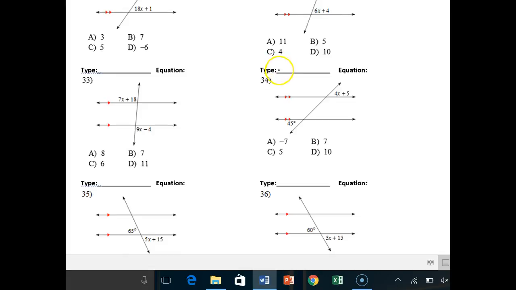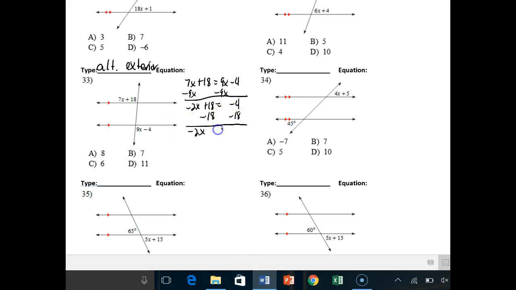So an example, alternate exterior, right? So 7x plus 18 equals 9x minus 4. Subtract 9x from both sides. You get negative 2x plus 18 equals negative 4. Subtract 18 or add negative 18 to both sides. You get negative 2x equals negative 22. Divide by negative 2. And you get x is equal to 11.